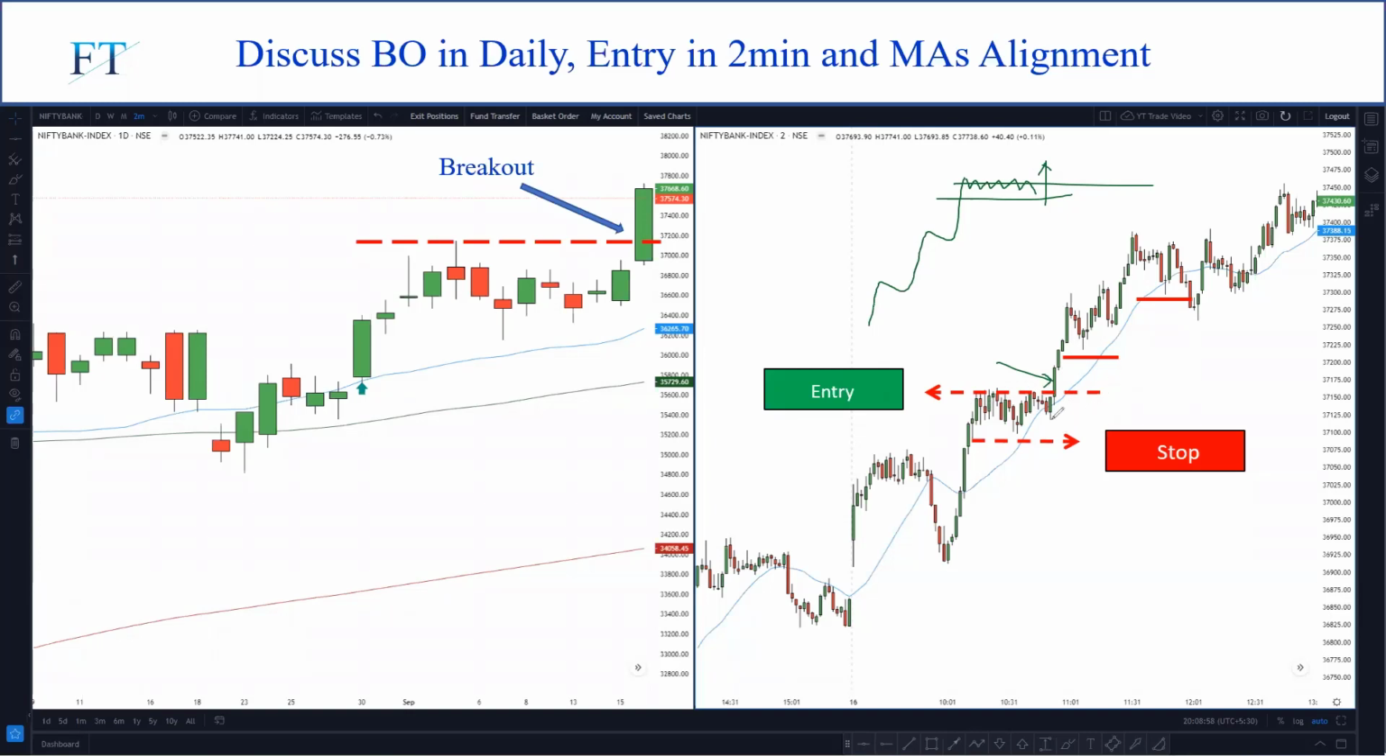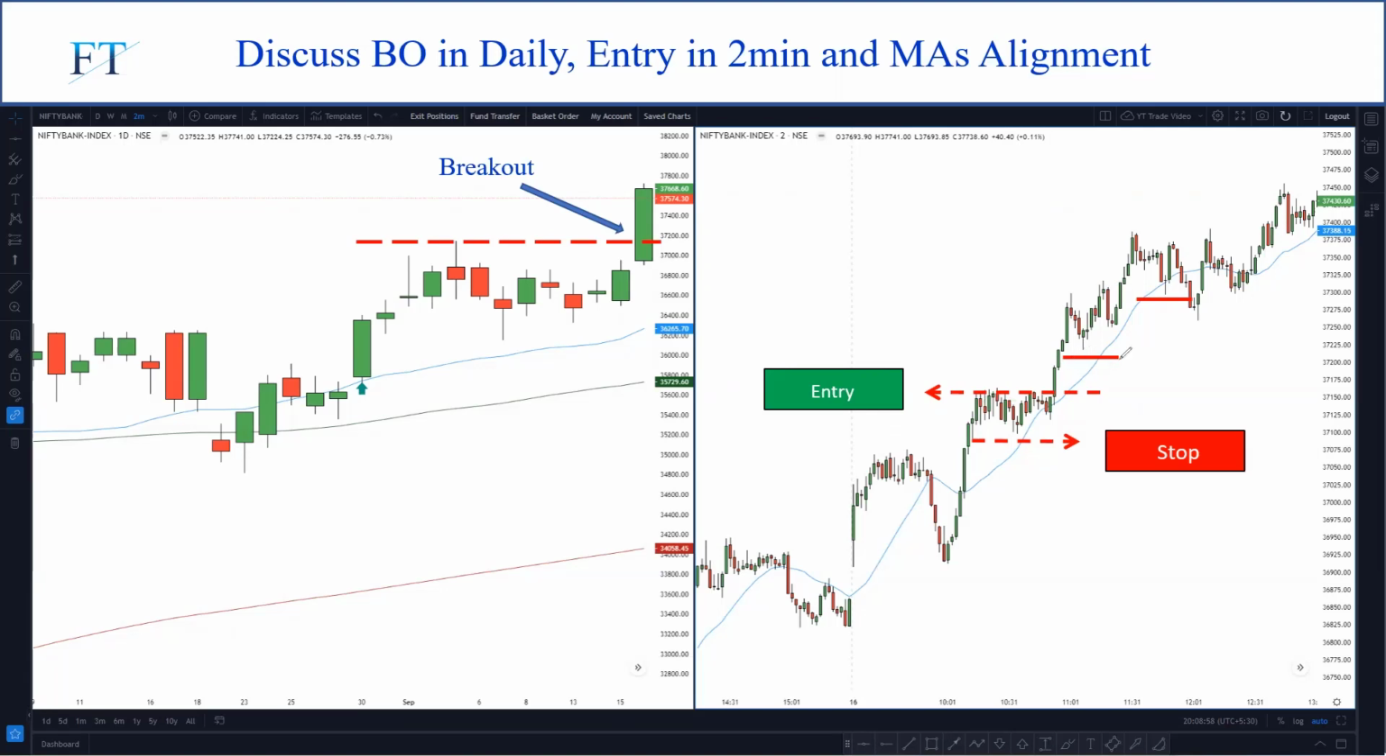And where should we put our stop? We can put our stop below all this consolidation, somewhere here, which means we get a very tight, closer stop. So if this breakout does not work out and prices move down, you will not have a very big loss here. Let me just clean this up.